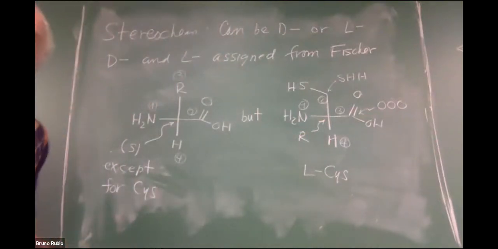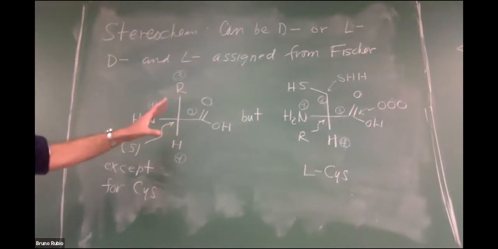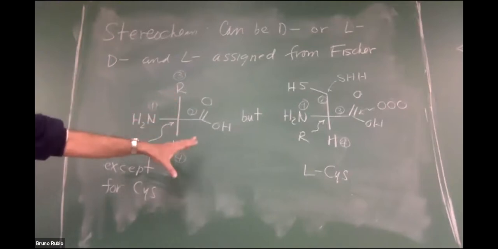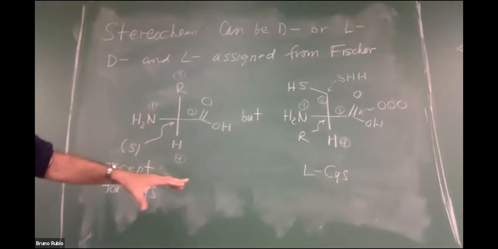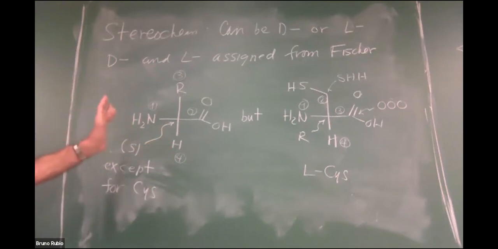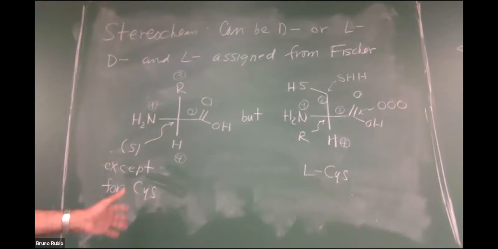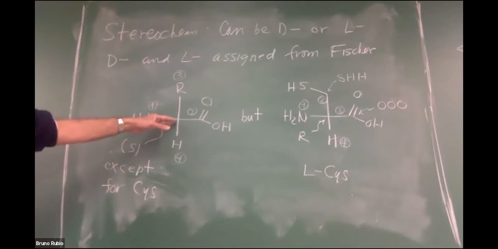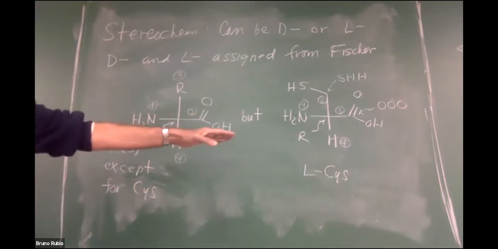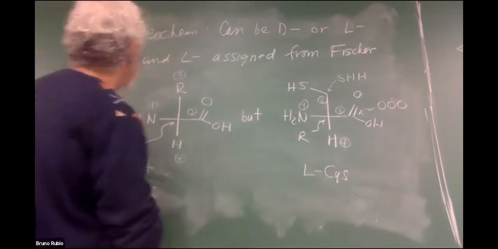So the way that the D and L is assigned is it's more complicated in a way than the assignment of D and L for a carbohydrate. It's all based on this Fisher projection. But remember that it's nearly always the S absolute configuration here, except for cysteine. L-cysteine has the R absolute configuration.